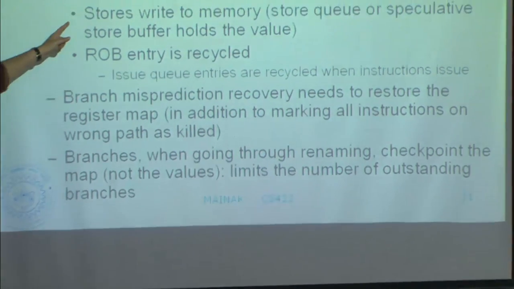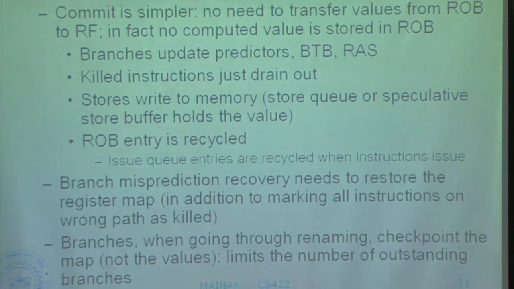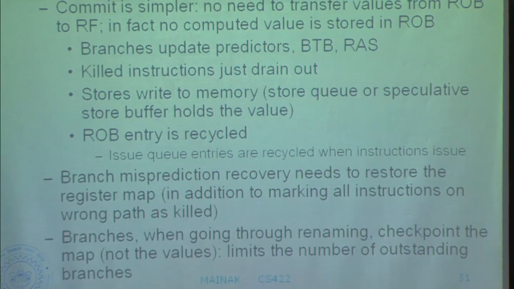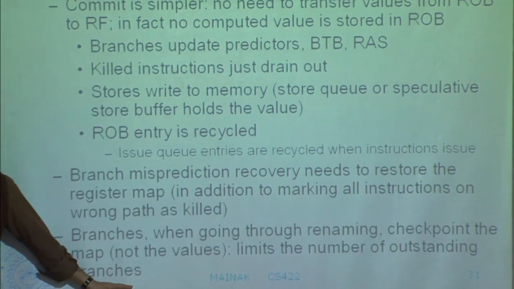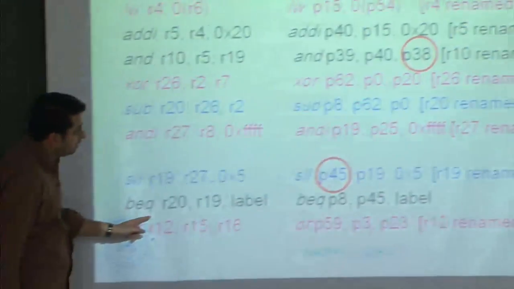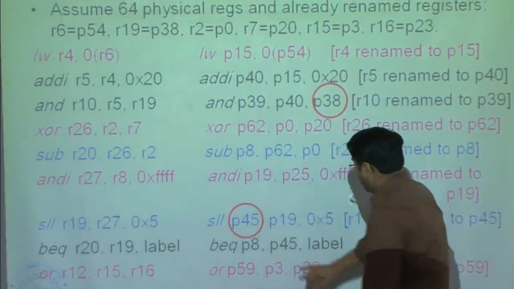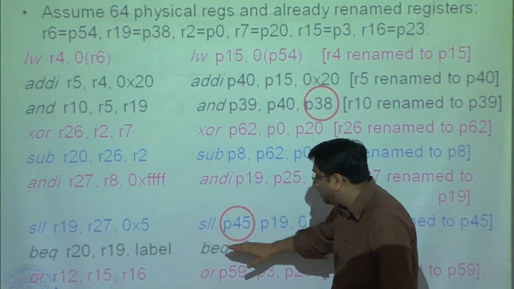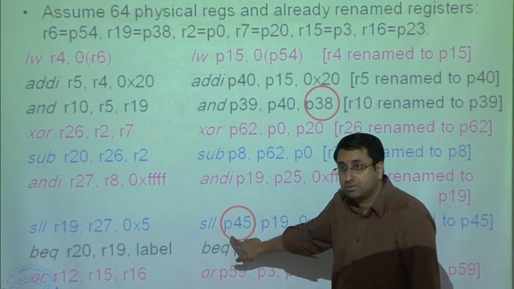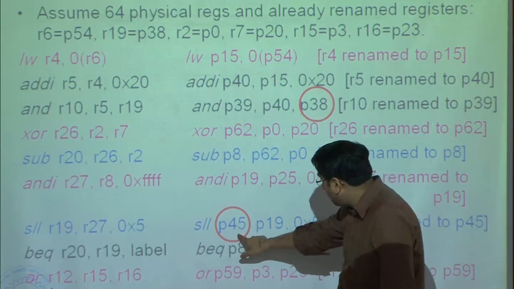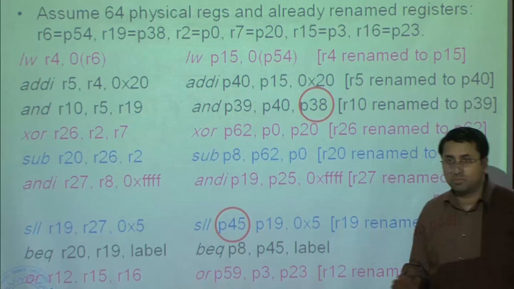Branches, when going through renaming, checkpoint the register map. Remember that these are not the values. This is only the map that is checkpointed. So here, for example, when this branch instruction shows up, when it is renamed, it will only checkpoint the map. Map meaning that it remembers that at this point of time, R19 was holding the map P45, R27 was holding P19, and so on and so forth. The value of P45 is not checkpointed. Value of P45 can be whatever.